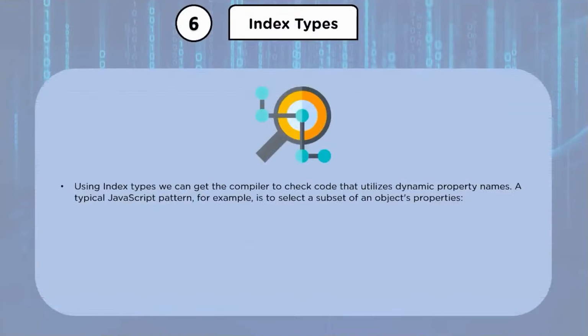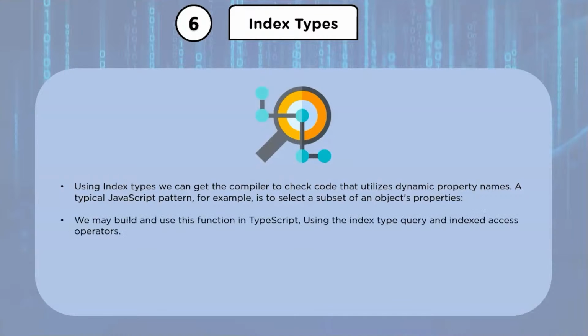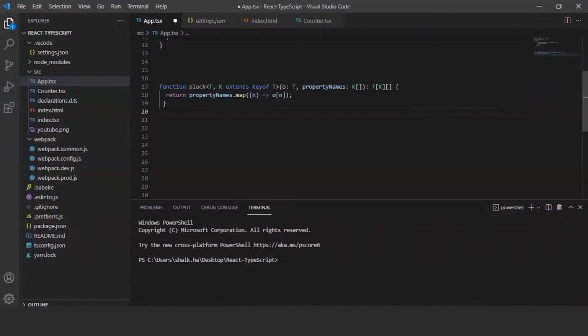Using index types, we can get the compiler to check code that utilizes dynamic property names. A typical JavaScript pattern, for example, is to select a subset of an object's properties. We may build and use this function in TypeScript using the index type query and index access operators. Let us jump into Visual Studio Code and understand index types better. So consider this code as an example for index types.